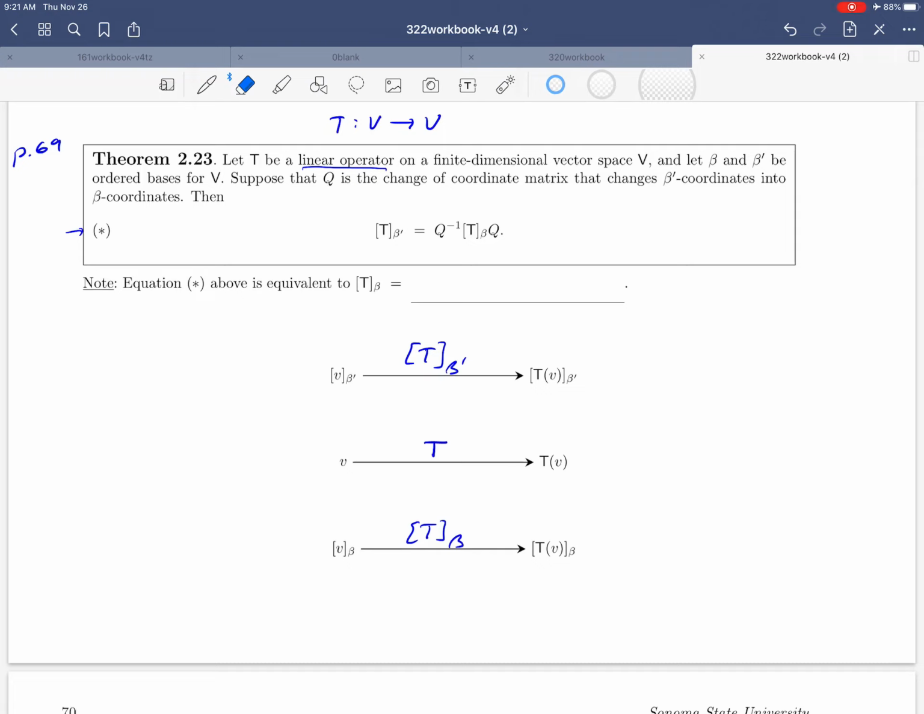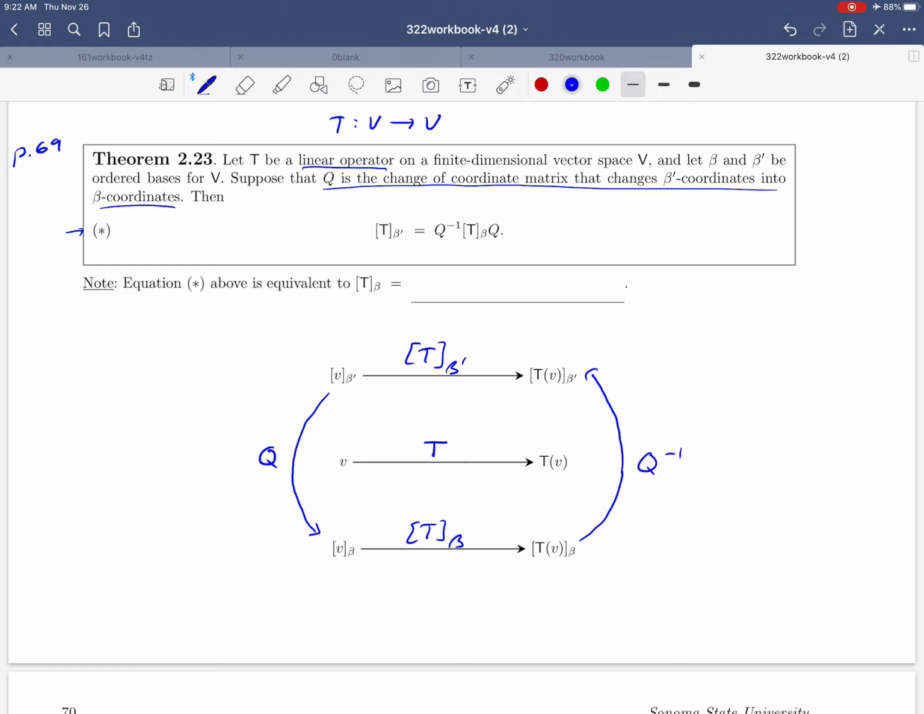And I'd like to add two other things to our diagram here. First thing would be to notice, what would it require to go from the coordinate vector of V relative to beta prime to the coordinate vector of V relative to beta? If you think about that, we're changing coordinates from beta prime to beta. That's exactly what this matrix Q is. And so multiplication by Q would take us from there to there. And similarly, if we go the other way, if we want to go from beta coordinates to beta prime coordinates, we could multiply by the inverse of Q.